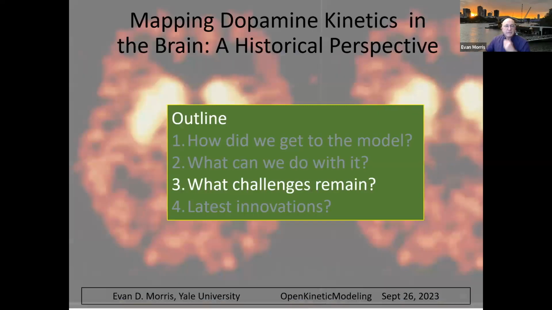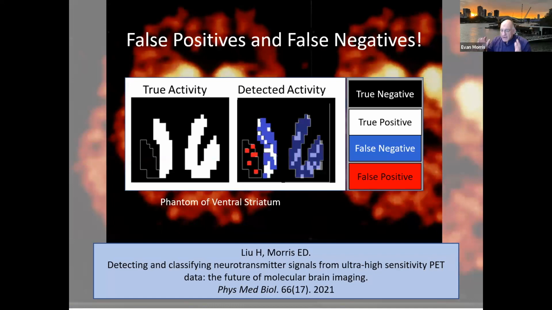Okay, so now the question is, that's all well and good. There was some excitement about what we could do with it, which we couldn't do before, but there were still challenges which are now being addressed. That's what I want to talk about in my remaining time. So what are those challenges? They always come down to two things, I would say, in model fitting: false positives and false negatives.